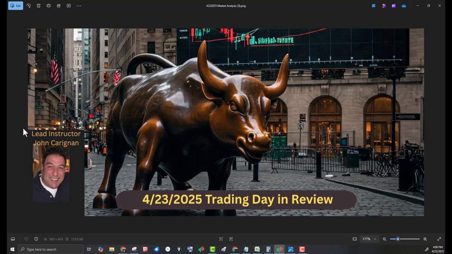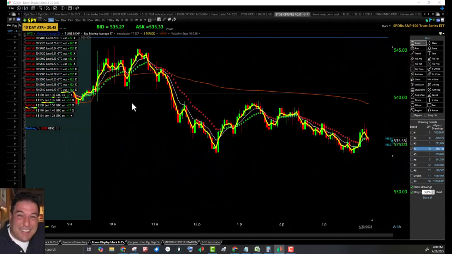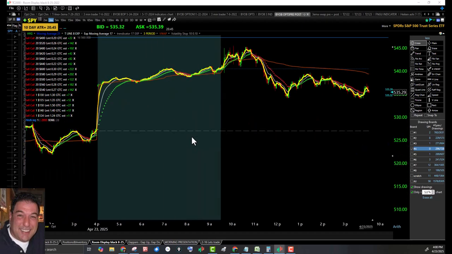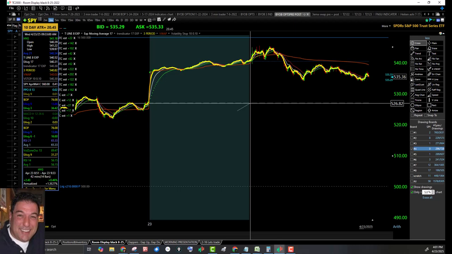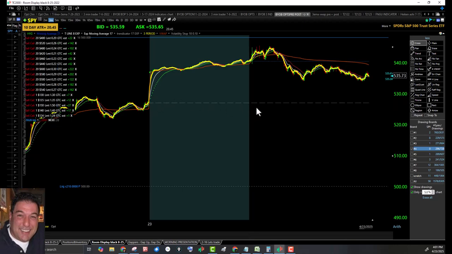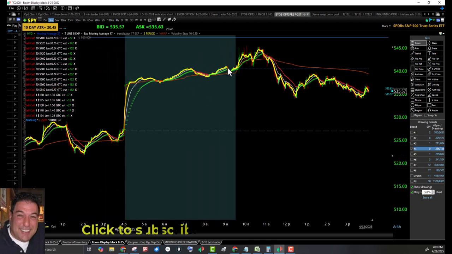Okay, let's take a look at some charts this evening. So for today, what did we have? We had a huge gap up. We closed the day before right down here at 526. You can see we gapped all the way up to 540. 526, a $15 gap. That's a huge gap.